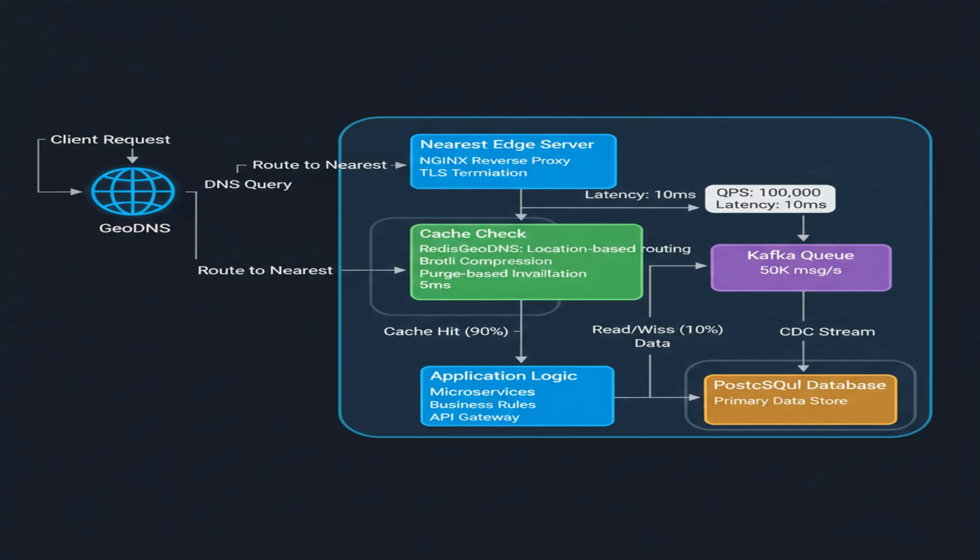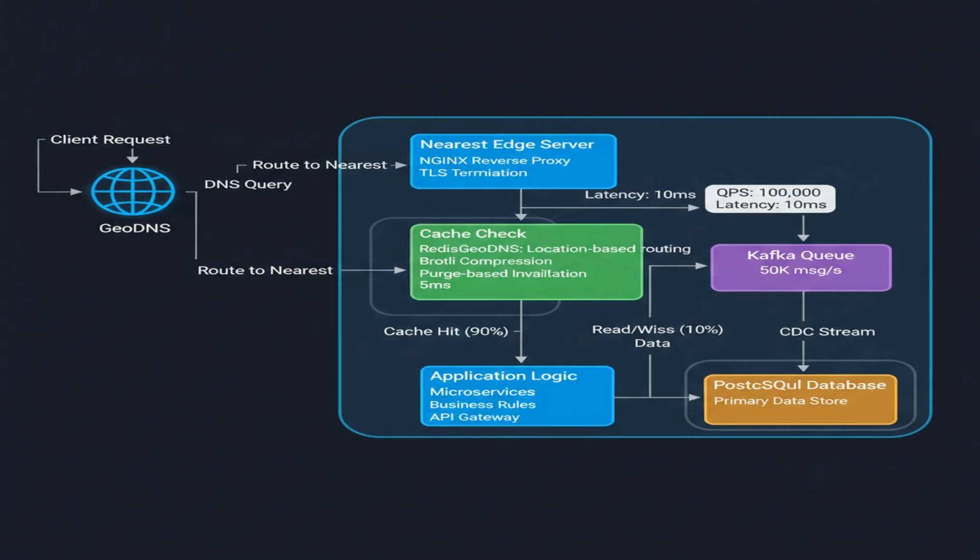Let's dive deeper into the core logic. Request routing is crucial. We use GeoDNS to route users to the closest edge server based on their location. This minimizes latency. When a request hits an edge server, it first checks the cache. If the content is present, cache hit, it's served directly to the user. If it's a cache miss, the edge server fetches the content from the origin server.